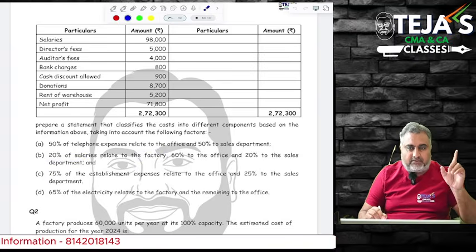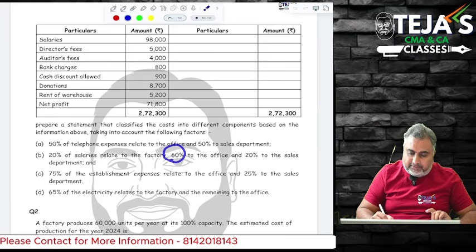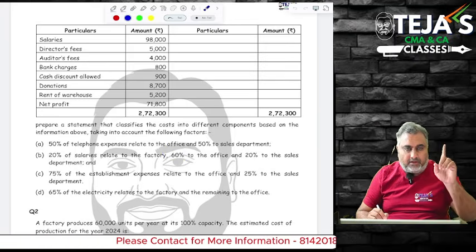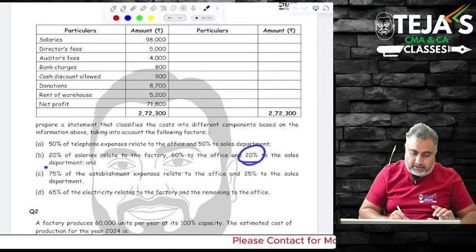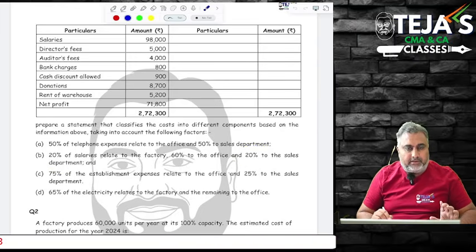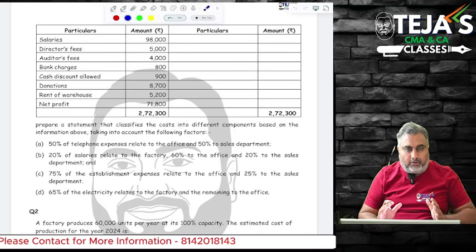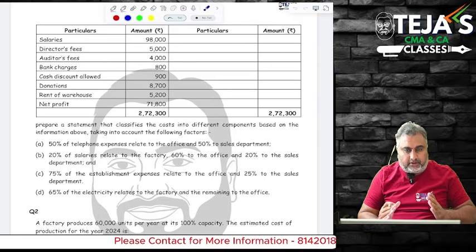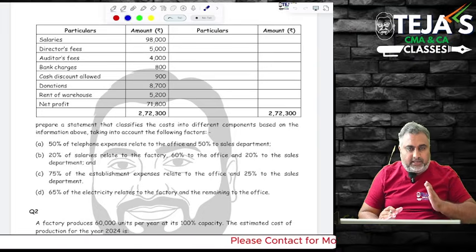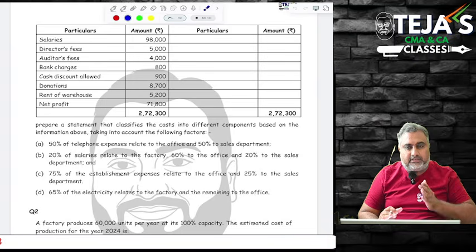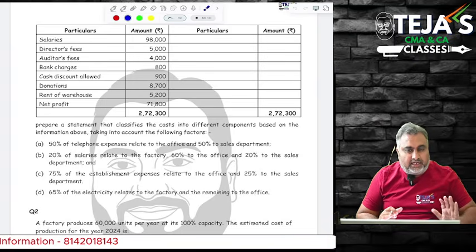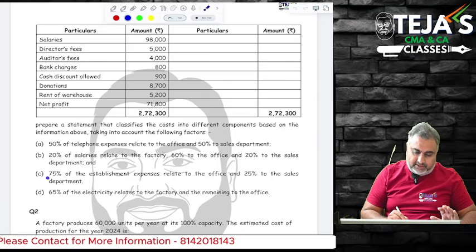20% of salaries related to what? Factory. That means it comes under factory overheads. 60% belongs to what? Office. 20% belongs to what? Selling department. So the entire salaries are not shown under one overhead, they are split into three overheads: some part under factory, some part under administration, some part under selling and distribution overheads.